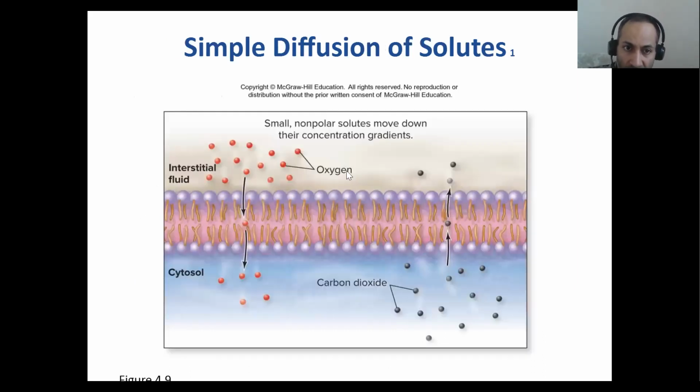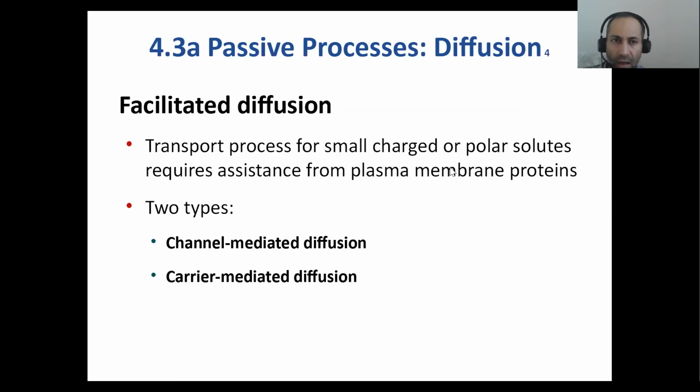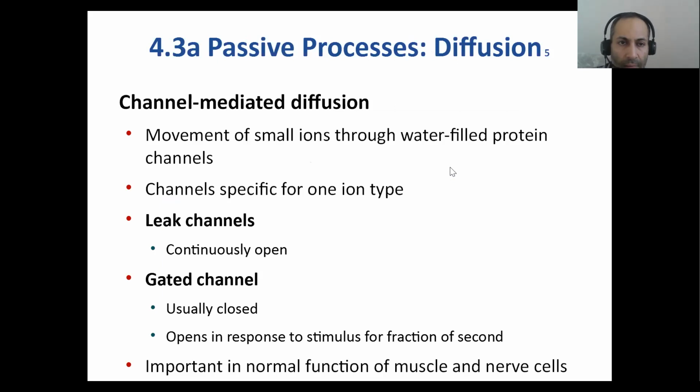You can see oxygen. There's a lot of it outside of the cell, not so much inside. So the natural tendency for oxygen molecules is to move inwards from high concentration to low concentration. For carbon dioxide, it's the exact opposite. There's more carbon dioxide inside of the cells, not so much on the outside. So it moves from inside to outside. Natural processes, simple diffusion. Then you also have something called facilitated diffusion, okay?